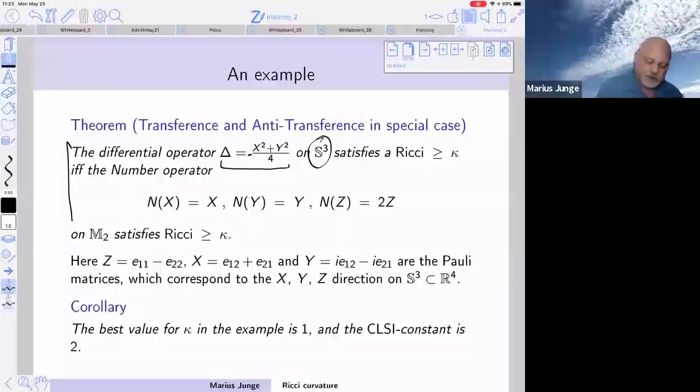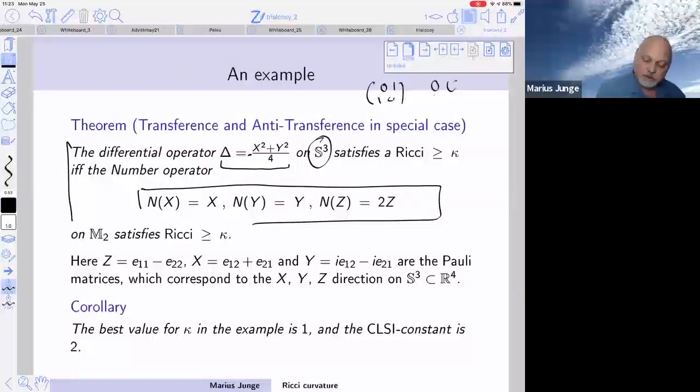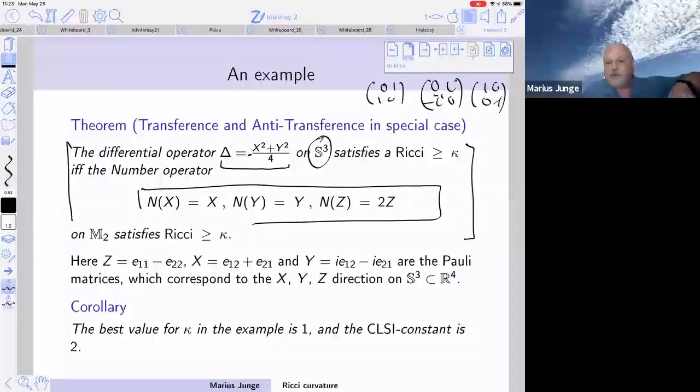And the number operator, this is the number operator. You have the x, y, z matrices, right? Your x is this one, y is this one, and z is this one. The fact that I'm using x and y and that these letters coincide is not a coincidence; it is really transferred over. And so we show that these 2 objects, the infinite dimensional 3-sphere with 2 out of 3 directions, and the finite dimensional system, again with 2 out of 3 directions, have the same Ricci curvature bound. And then we are actually able to calculate that. We see that the Ricci curvature bound is exactly 1, and the CLSI bound, the complete decay bound, is 2, and that's best possible in all cases.